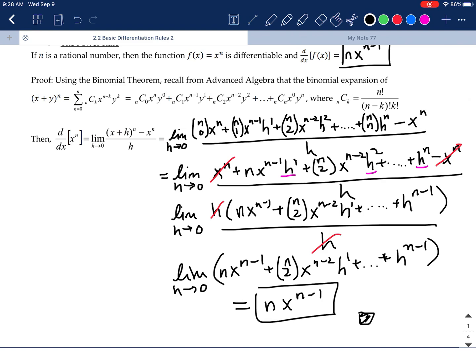So really, really nice result. This is not the only way to prove it. There's tons of different ways you can prove the power rule, but this is the one that I think is a really nice, elegant one using that limit definition.